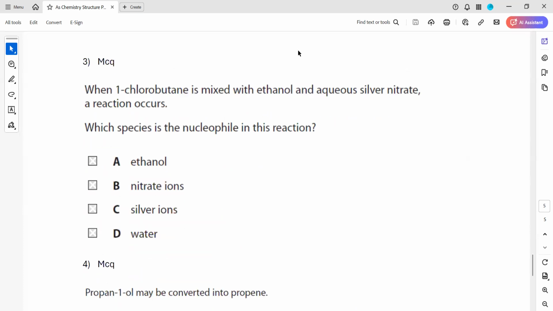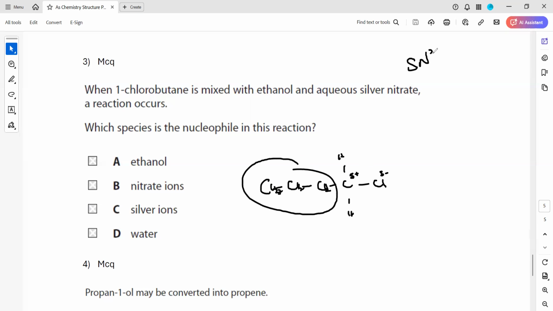When 1-chlorobutane is mixed with ethanol and aqueous silver nitrate, a reaction occurs. Which species is a nucleophile in this reaction? So when we have 1-chlorobutane, we draw the structure. First position, a chlorine is attached. This will be CH2, this will be CH2, and this will be CH3. The carbon will be partial positive, chlorine will be partial negative. This is a primary halogenoalkane, as you can see. So in a primary halogenoalkane, the SN2 reaction occurs, where the attacking nucleophile attacks and the bond breaking and bond forming take place at the same time.